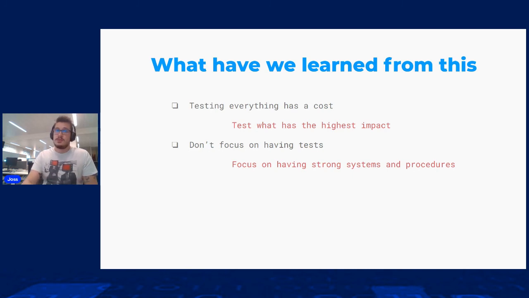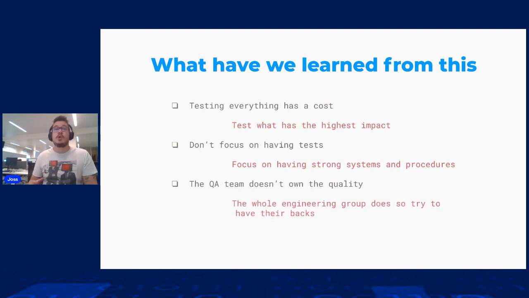And the last point I want to touch on is that the QA team does not own the quality. The whole engineering group does. So try to be dependable and try to have their backs.